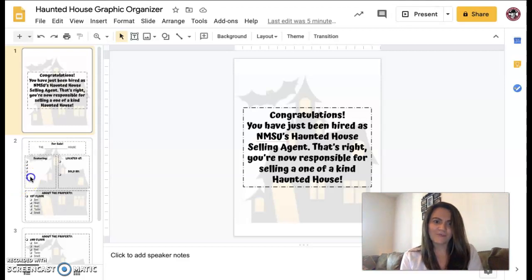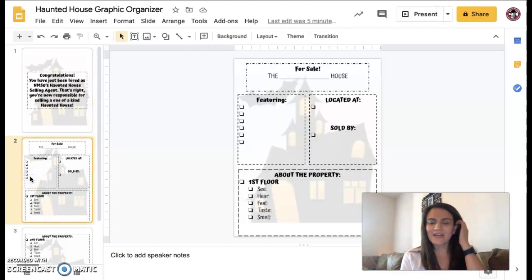On slide number 2, you are going to see a graphic organizer that's going to help you form your thoughts and all of the things that you want to include in your haunted house writing. Only today you are going to be thinking of keywords that you want to include in your writing. So you aren't going to be forming any paragraphs today. You are just going to be thinking of all of the things that you want to include in your writing. So I'm looking for you to include those keywords into your graphic organizer.